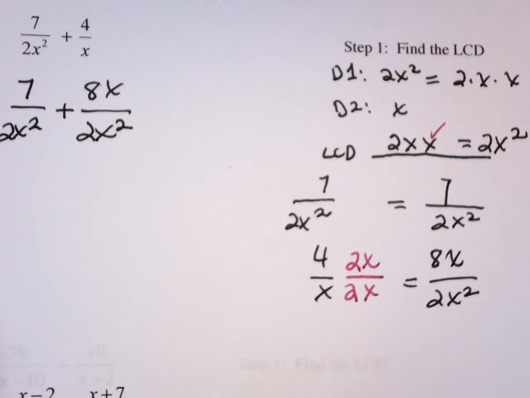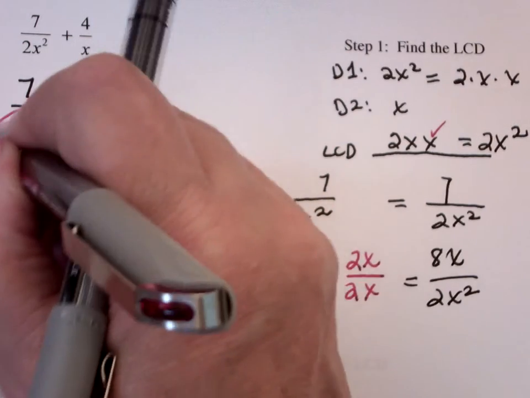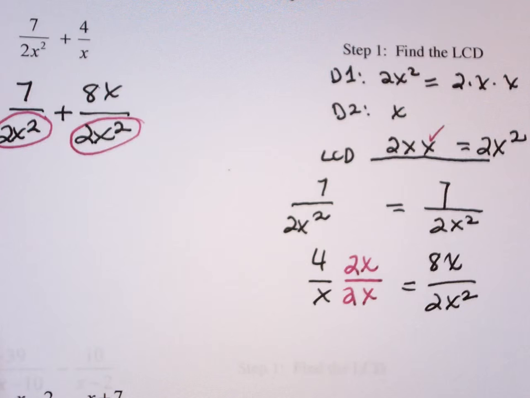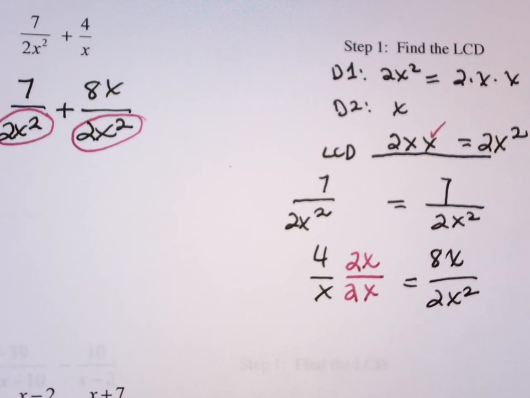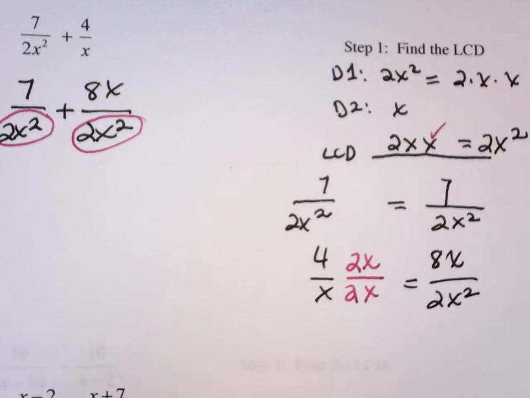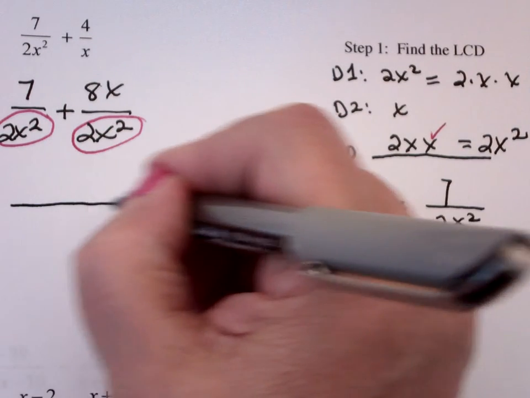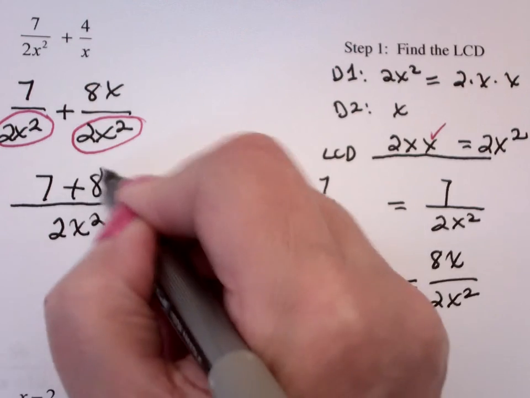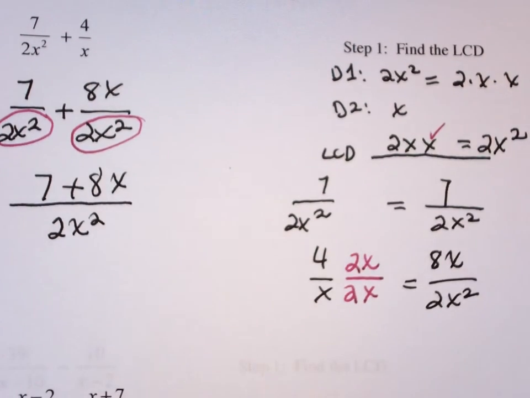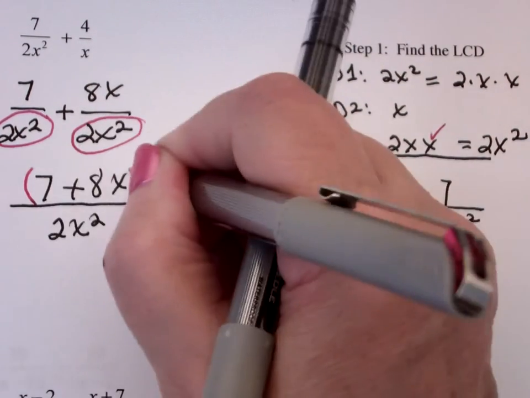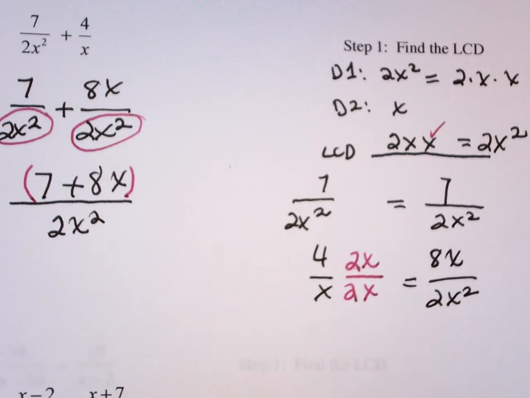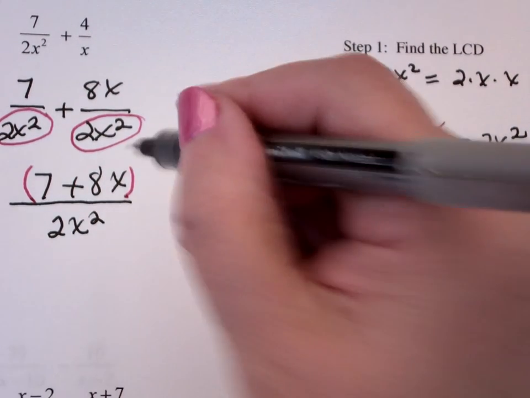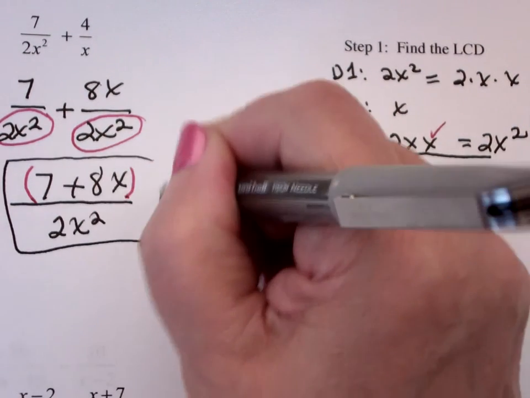So now we've got a problem like we were working yesterday. I'm now counting the same pieces. I have 7 circles plus 8x circles. How many circles do I have? Well, over 2x squared, I have 7 plus 8x. And because this is a grouping, I can't reduce anything down unless it factors, and it doesn't. So this is prime. So that's all she wrote. That's your answer.